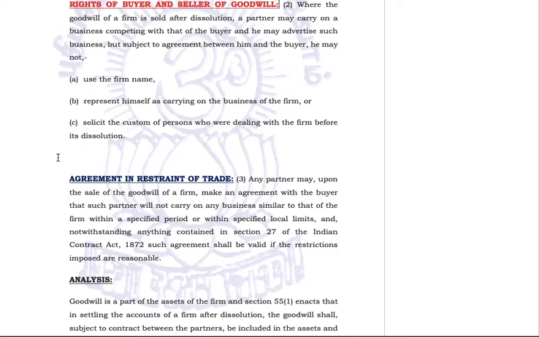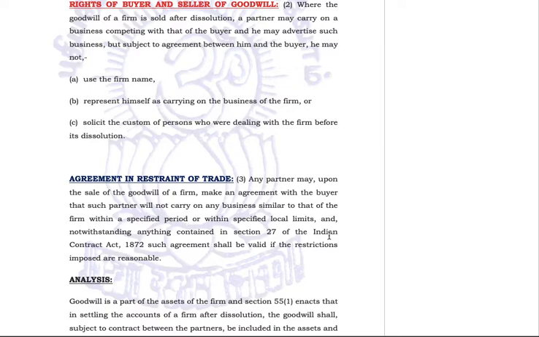So, agreement in restraint of trade. Any partner may, upon the sale of goodwill of the firm, make an agreement with the buyer that such partner will not carry on any business similar to that of the firm within a specific period or specific local limits, and notwithstanding anything contained in Section 27 of the Indian Contract Act, such agreement shall be valid if the restrictions imposed are reasonable. So, if you impose a reasonable restriction after the sale of goodwill, that within a limited territory you will not carry on a competing business.